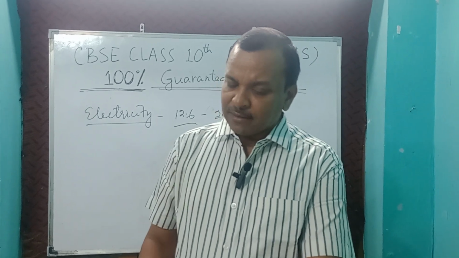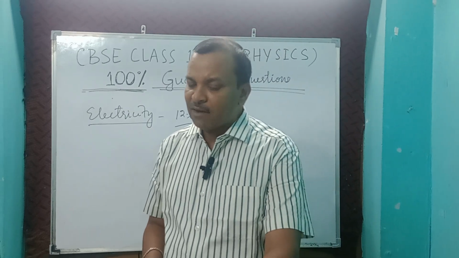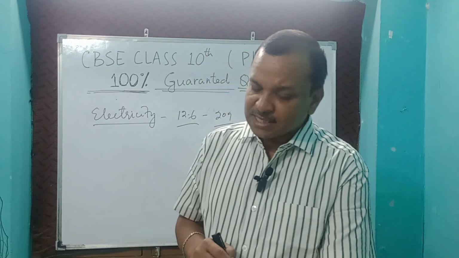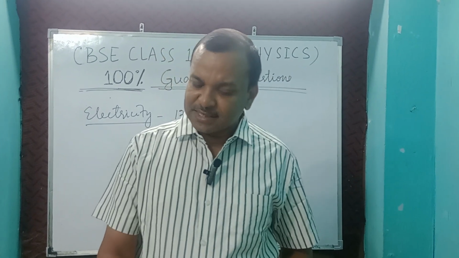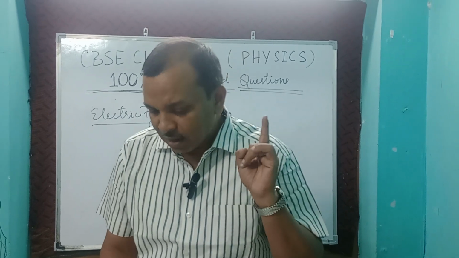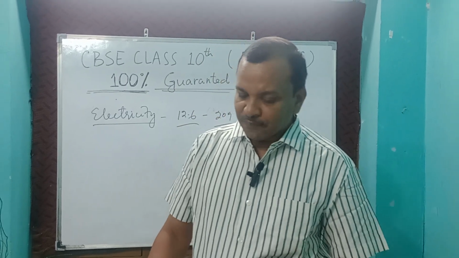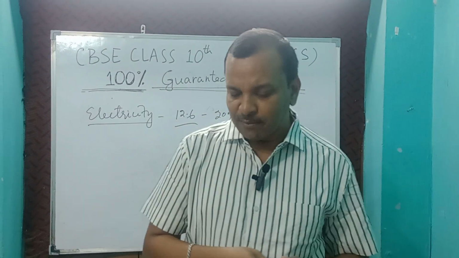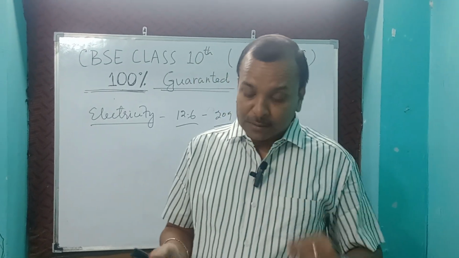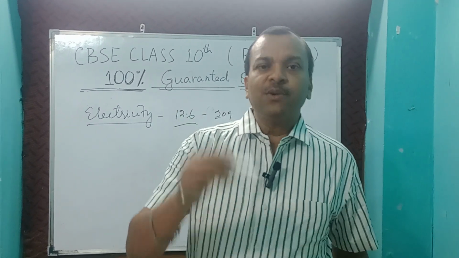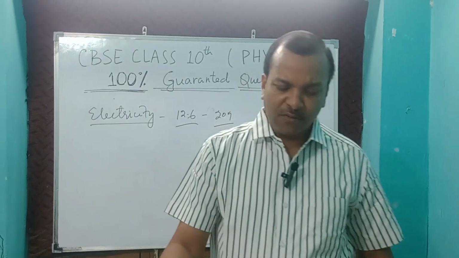A wire of given material having length L and area of cross section A has a resistance of 4 ohm. What would be the resistance of another wire of the same material having length L by 2 and area of cross section 2A? The answer will be 1 by 4, but you have to find it out. It's an example question, Example 12.6. Definitely this question is coming in your board exam.